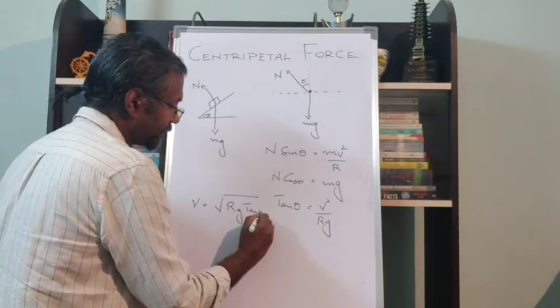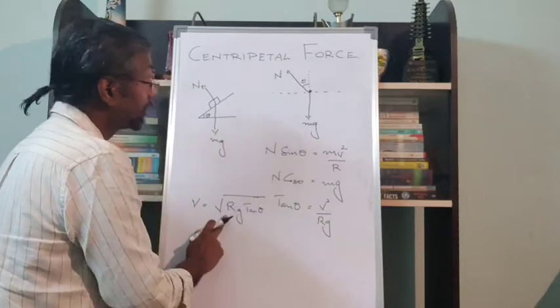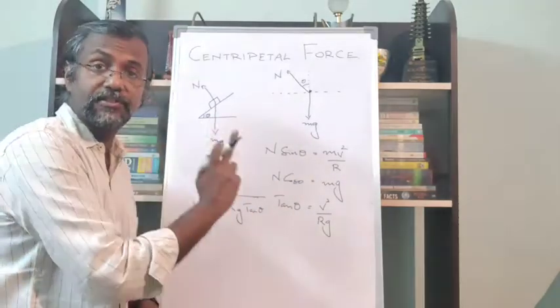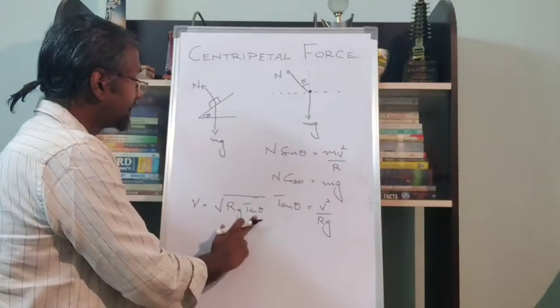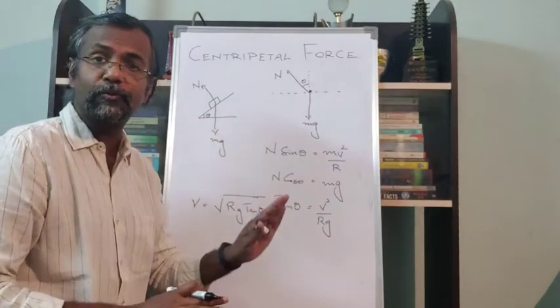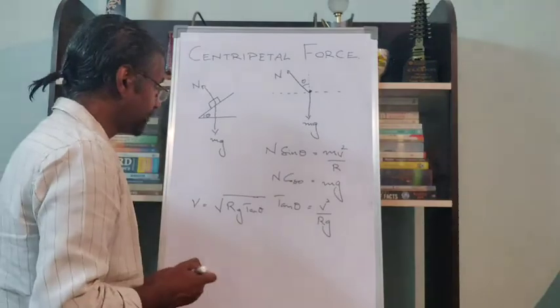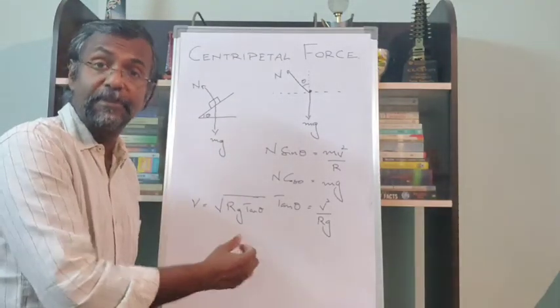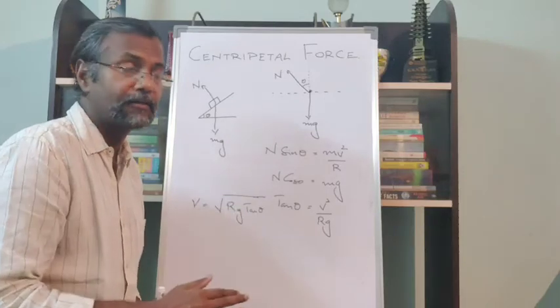where r is the radius of this circle, and tan theta gives the angle at which the road is banked, right? So this would be the ideal velocity, or the ideal speed at which the car can take the banking.